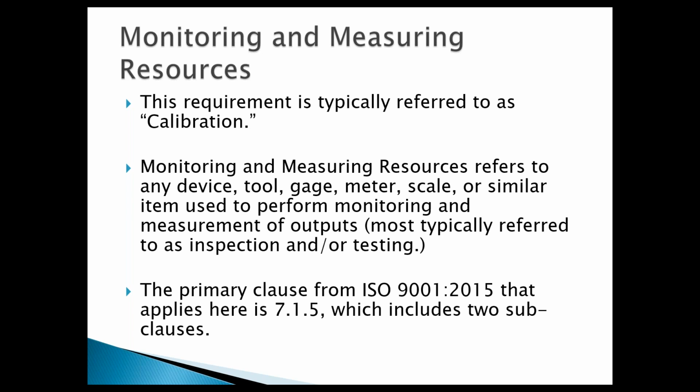So, talking about monitoring and measuring resources, this is going to be any device, tool, gauge, meter, scale, or similar item that's used to perform monitoring and measuring of outputs. This is most typically referred to as inspection or testing. Our primary clause here is section 7.1.5, which in turn has two subclauses. So let's take a look at those.